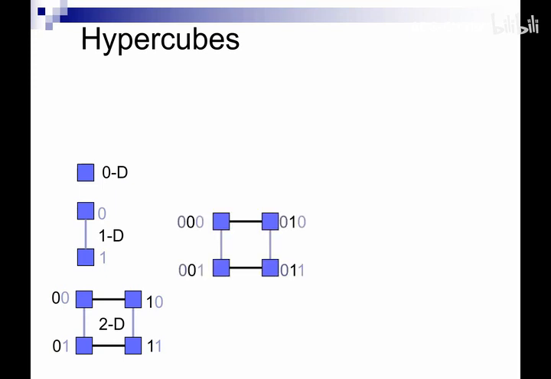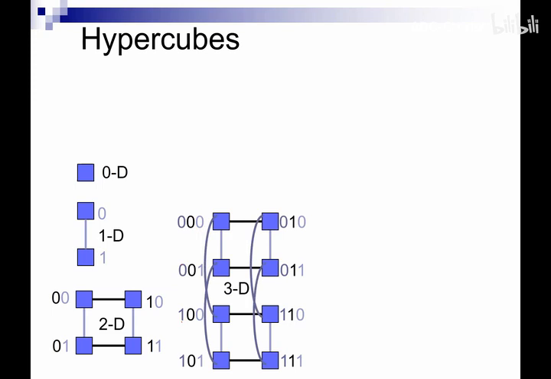Okay, so now we want to move to 3D hypercubes. The way we do that is we're basically going to take 2 copies of the 2D hypercube. For the first copy, we're going to prefix all of these labels by 0, so we have 0, 0, 0, 0. And then for the other copy, we're going to prefix all of the labels with 1. And then we're going to connect the corresponding edges. So we're going to connect the 0, 0, 0 with the 1, 0, 0. We're going to connect the 0, 0, 1 with the 1, 0, 1, and so on. And so that's going to form a 3D hypercube.